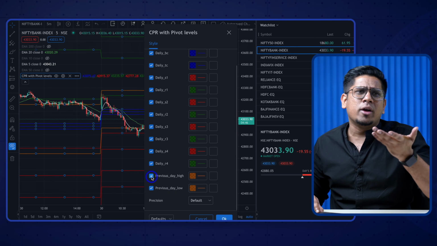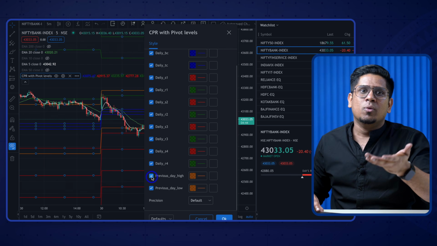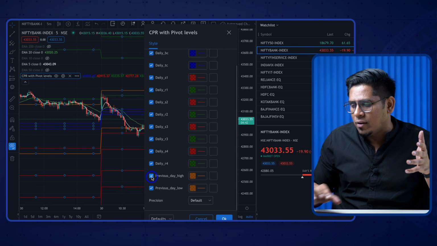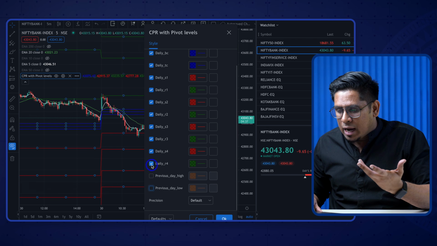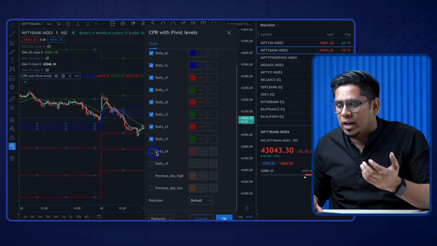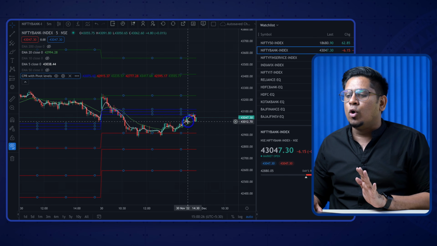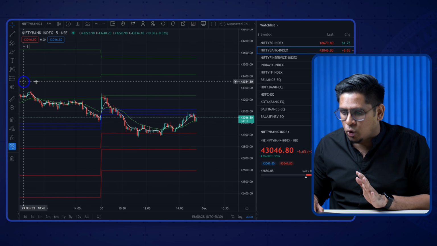If you are not interested in the previous day high and low, which is a price action based important level, just for simplicity you can remove it from this. I'll also remove R4 and S4 so that we are keeping things very simple. I'm clicking on OK. I'll just minimize all these things here.